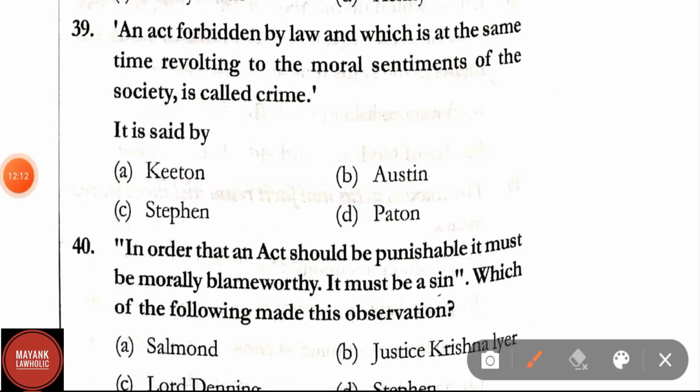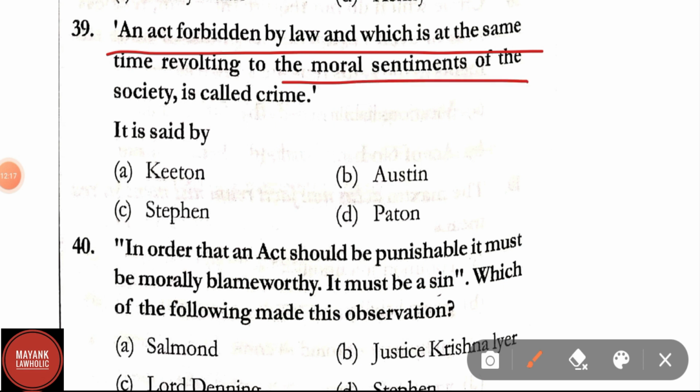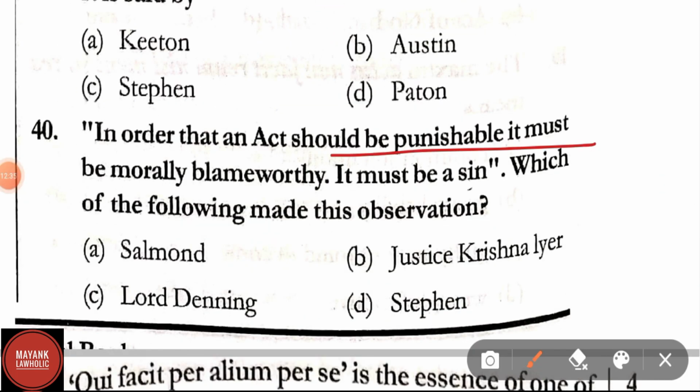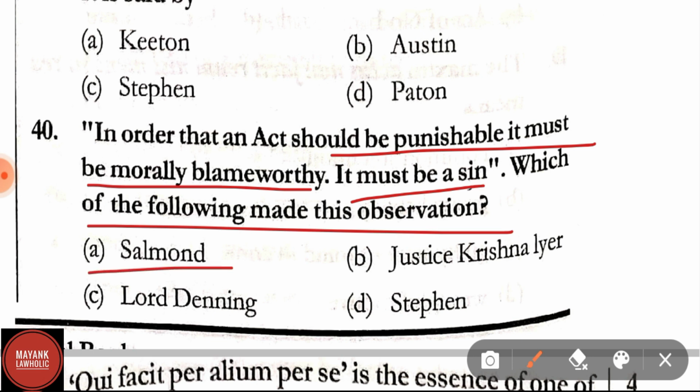Question number 39. An act forbidden by law and which is at the same time revolting to the moral sentiments of the society is called a crime. It is said by option A, Keeton, option B, Austin, option C, Stephen, and option D, Paton. Here the correct answer is option C, that is Stephen. Question number 40. In order that an act should be punishable, it must be morally blameworthy. It must be sin. Which of the following made this observation? Options are A, Salmond, option B, Justice Krishna Iyer, option C, Lord Denning, and option D, Stephen. Here the correct answer is option C, that is Lord Denning.